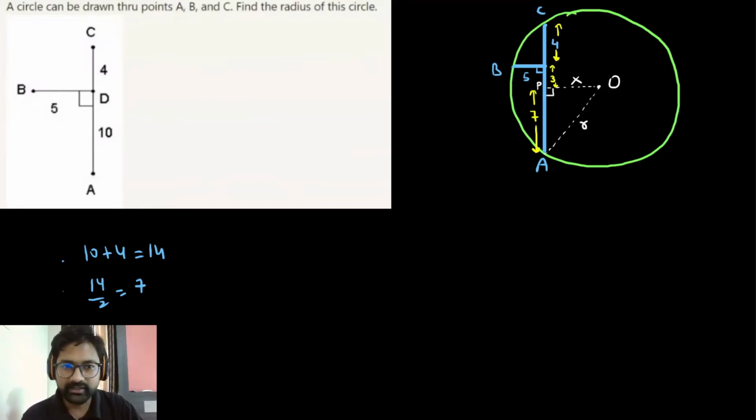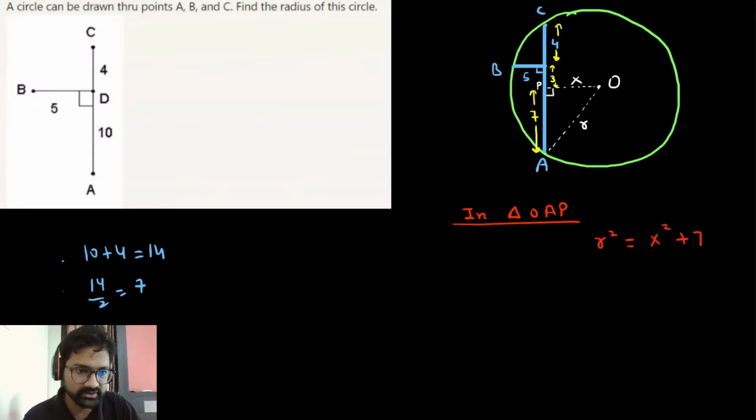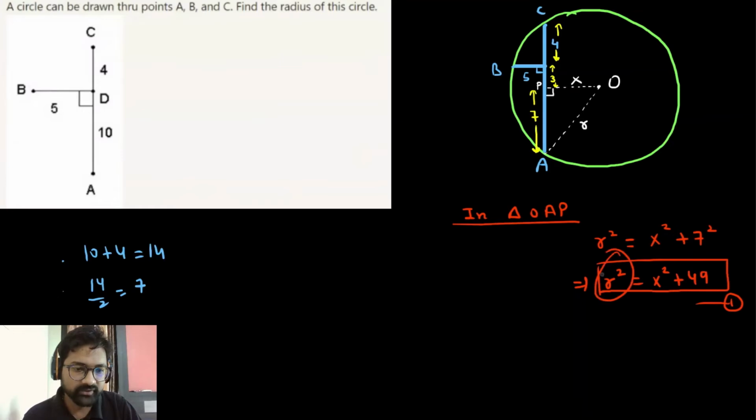Okay, so as of now, what I can definitely write is that in the triangle OAP, I'm going to apply the Pythagoras theorem. So hypotenuse squared, R squared, is going to be x squared plus 7 squared. So I'm going to keep it aside that R squared is equal to x squared plus 49. Excellent. Let's call it equation number 1 and let's box it up. So if we want to find the radius, we've got to do something to find the value of x. So our aim is now to find x.